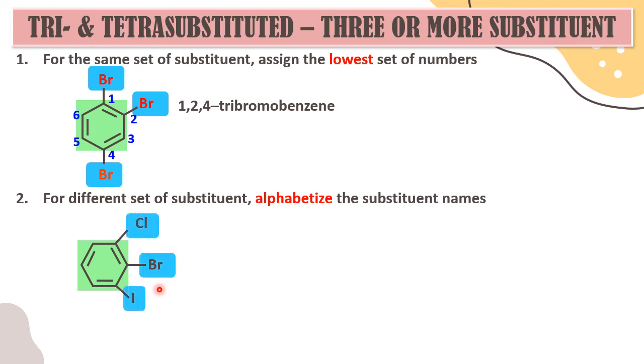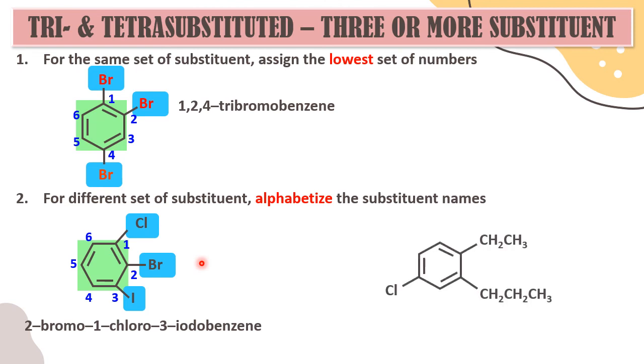So that's why for this one, we're going to give carbon number 1 to chloro instead of iodine, because C came first and then I. So the name for this one will be 2-bromo-1-chloro-3-iodobenzene. Now let's look at another example.